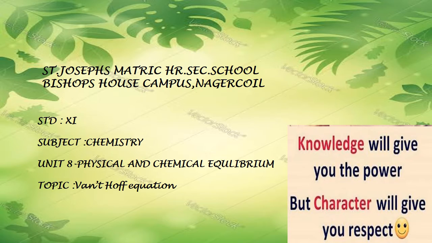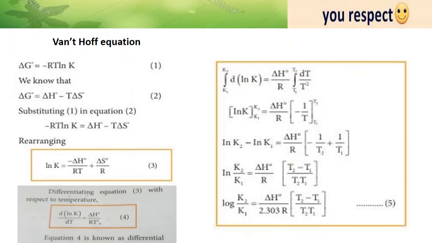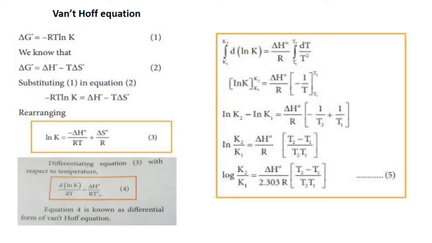So, in physical and chemical equilibrium, we are going to learn the last topic, Van 't Hoff equation. So, what is Van 't Hoff equation? The Van 't Hoff equation gives the quantitative temperature dependence of the equilibrium constant. Already we studied the equilibrium constant in terms of concentration and in terms of pressure. Here in the Van 't Hoff equation, we have the equilibrium constant in terms of temperature.